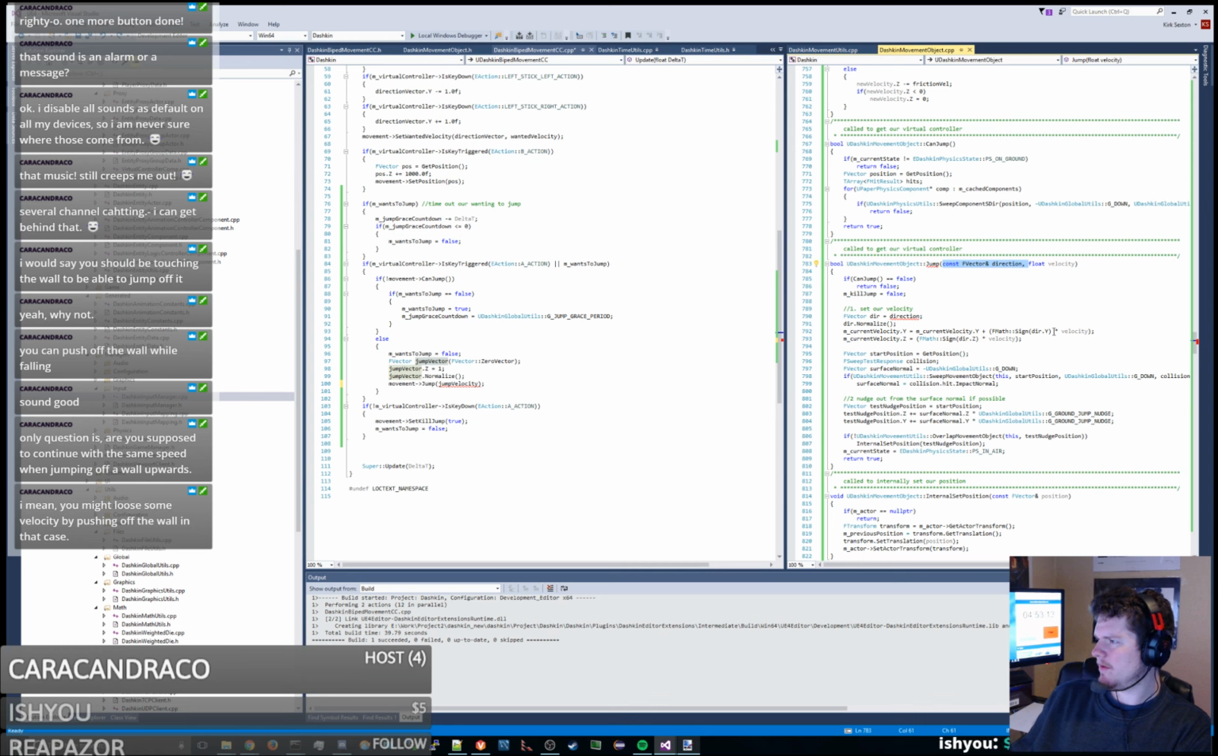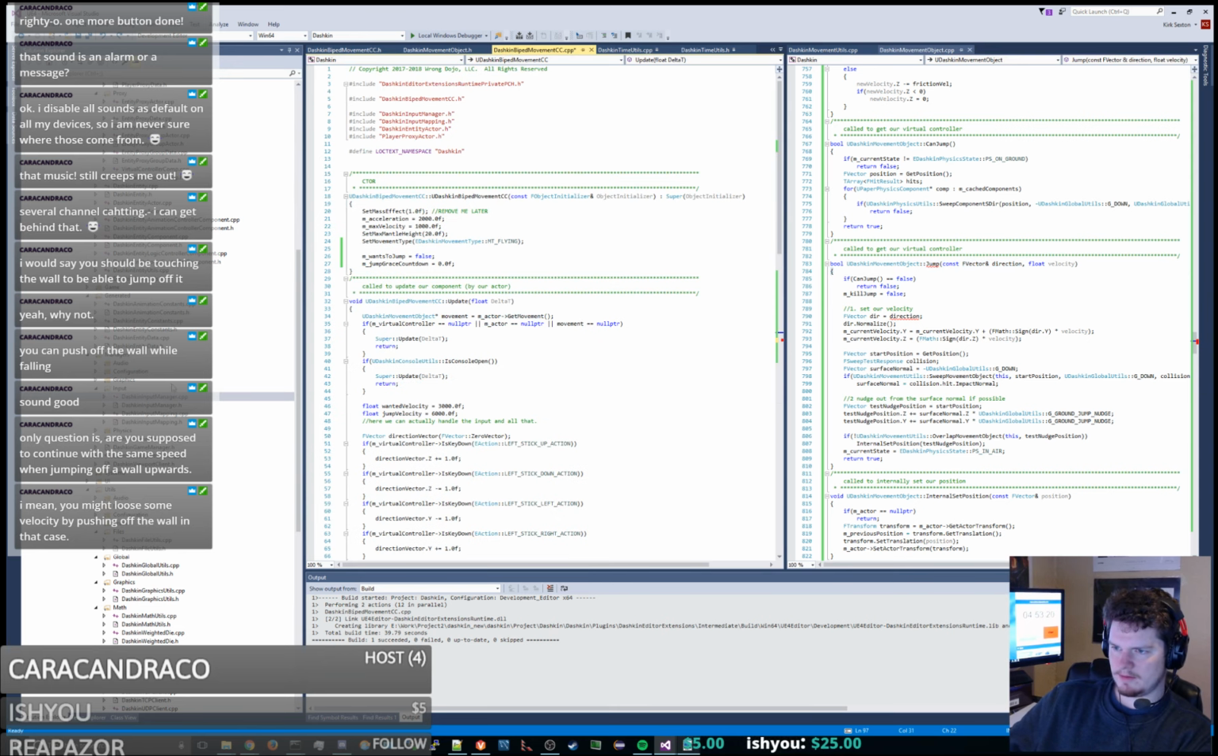No, the direction's not a bad idea. We should actually be not passing in a direction though. We should be passing in our left or right, I think.